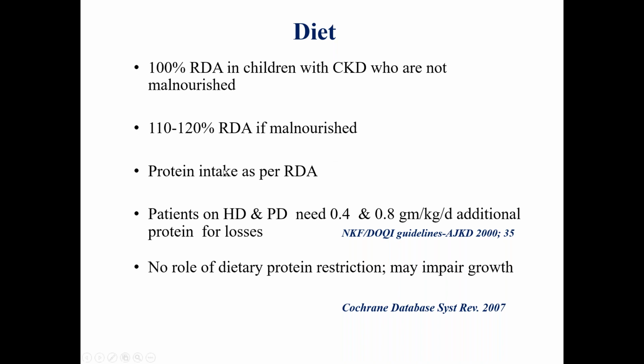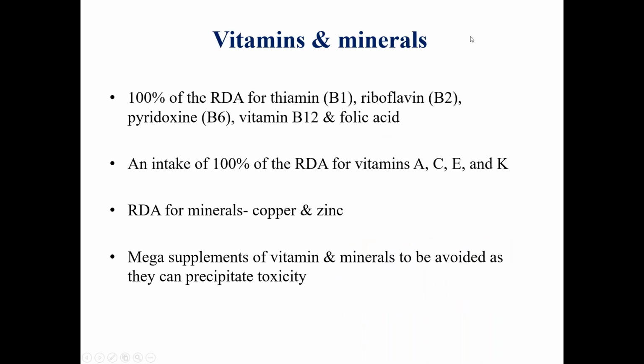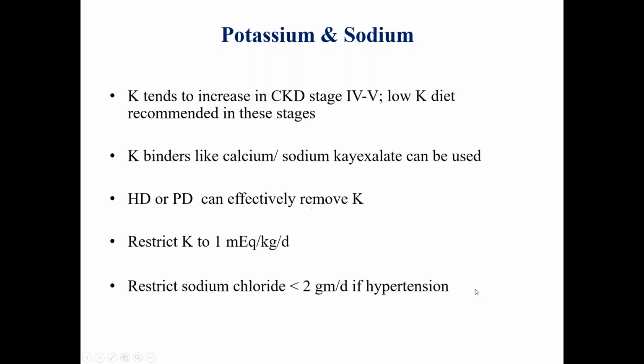And the patients who are on hemodialysis or peritoneal dialysis have a significant protein loss in dialysis fluids, and for this they have to be compensated by additional doses of proteins. Now, regarding vitamins and minerals, as you know, in chronic kidney disease, the GFR gets reduced. So, if you give too much of water-soluble vitamins, even they will not be excreted in urine. So, it's a good idea to give only 100% of the RDA for supplementation, unless there is some deficiency. Otherwise, it will precipitate toxicity.